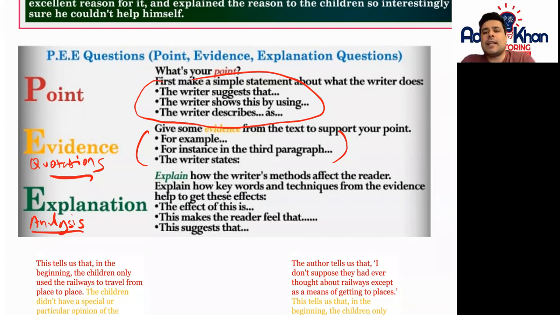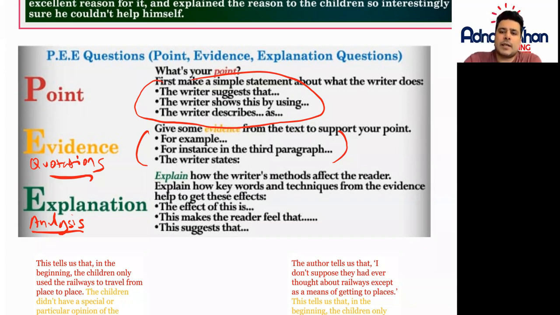So explanation and analysis is all about going into depth, looking at the pros and the cons, and how this actually affects the reader in terms of some of the techniques that are being used by the writer. So this is all about point, evidence, explanation, or point, quotations, and analysis. And it's background structure for you to understand how to go about answering and how to lay out a paragraph.